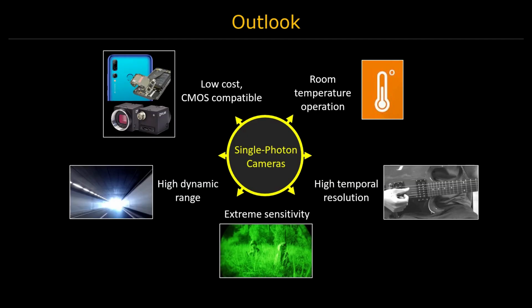In summary, SPAD sensors have the benefit of extreme sensitivity to light, high temporal resolution, and high dynamic range. Compared to current scientific low-light cameras, SPADs also have the benefit that they can operate in room temperature. Since SPADs are compatible with CMOS fabrication, they can potentially be manufactured at relatively low costs. With the ongoing development of SPAD arrays, we envision quanta burst photography finding applications in both consumer and scientific photography.